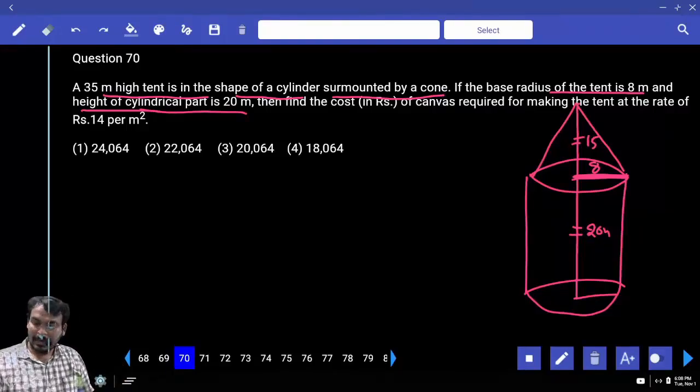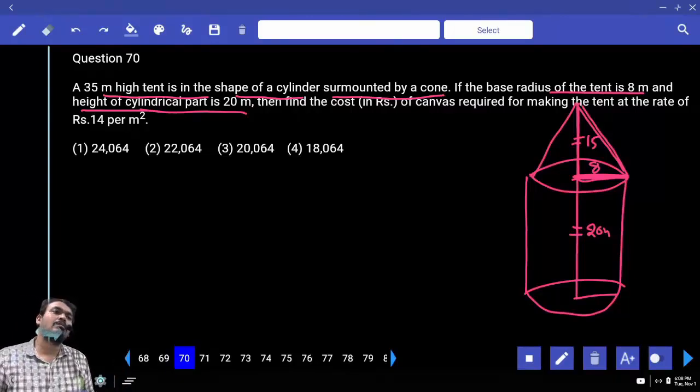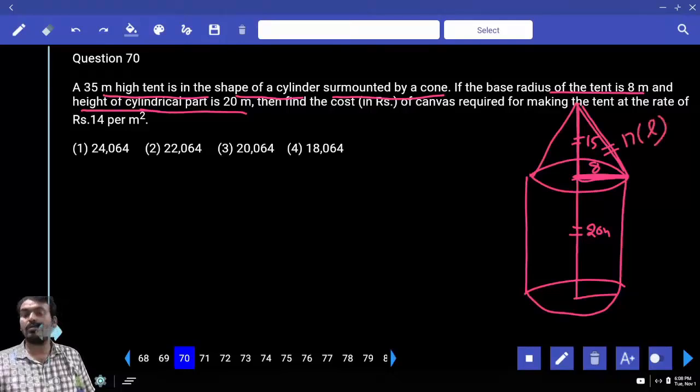The cone height is 15, and in the cone it is a right angle triangle. 15 square is 225. 8 square is 64. Both added give 289. The square root is 17. That 17 is the slant height of the cone.